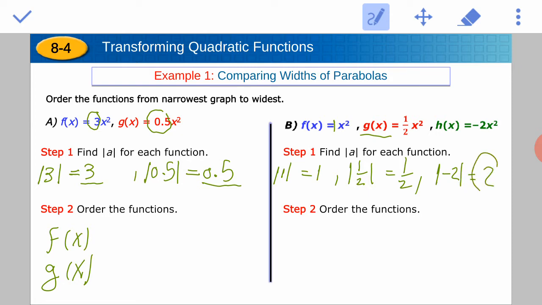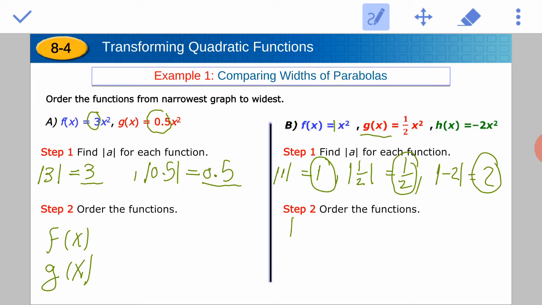So guys, my concern is the absolute value of a. We're comparing the absolute value of a. h of x has the largest coefficient. It's 2. So this one is going to be, yes, exactly, the narrowest one. The one with the largest coefficient is going to be the narrowest one.